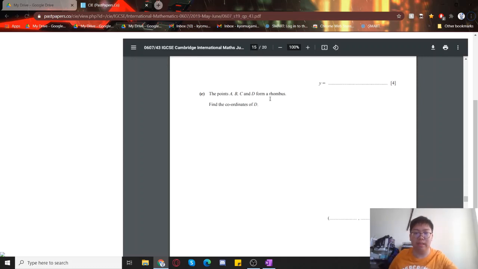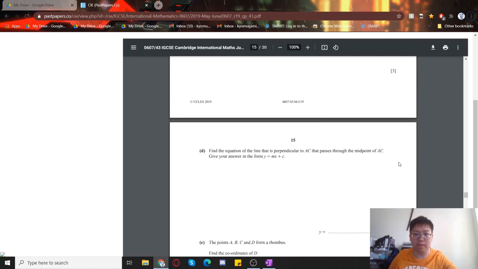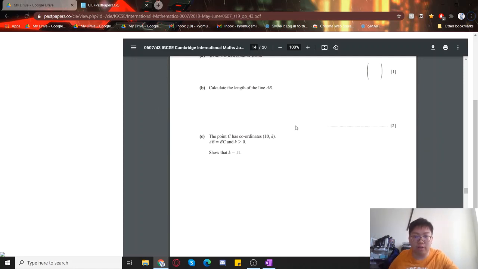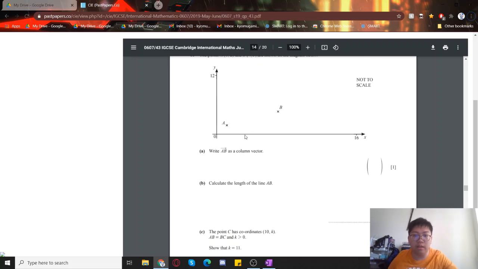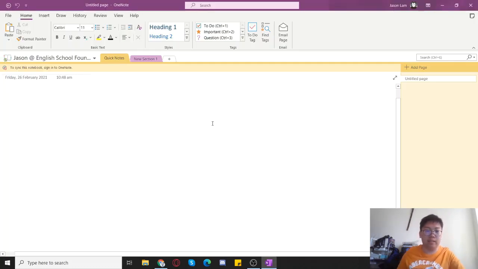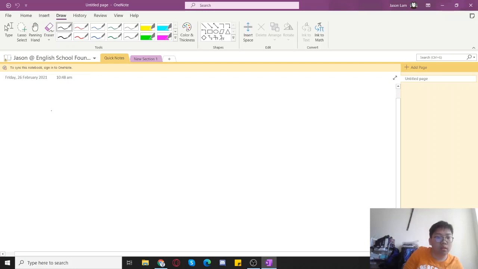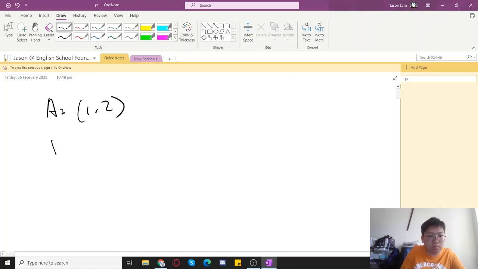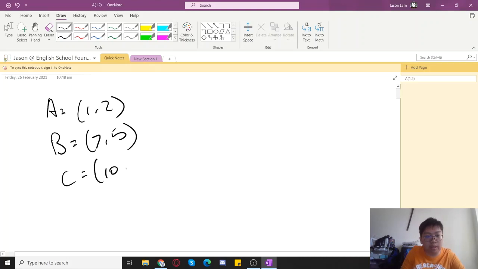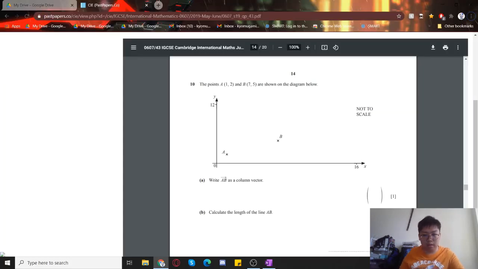The points A, B, C, D form a rhombus. Find the coordinates of D. Oh, I should probably turn on the mark scheme later. I'll do it later. Okay, it was 11. So let's find. We have points. A equals 1, 2. B equals 7, 5. C equals 10, 11.